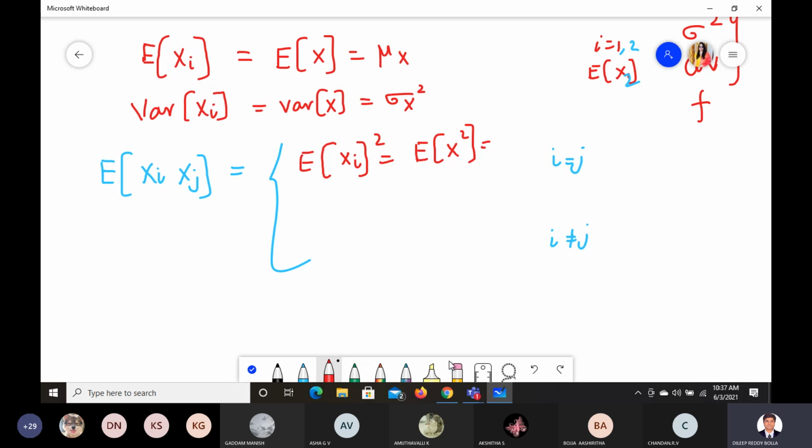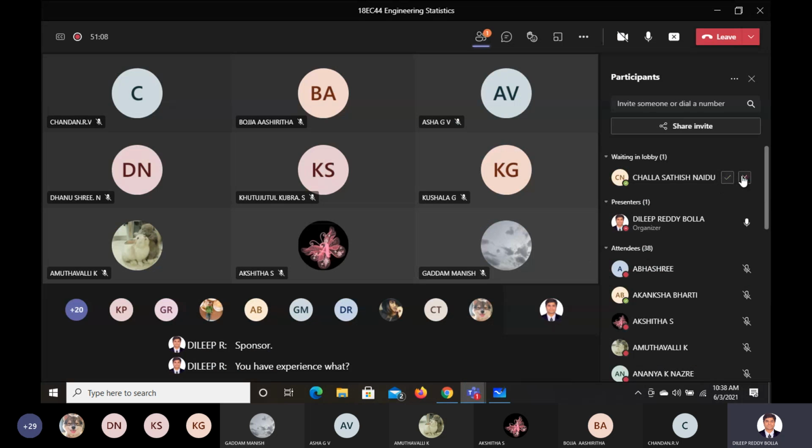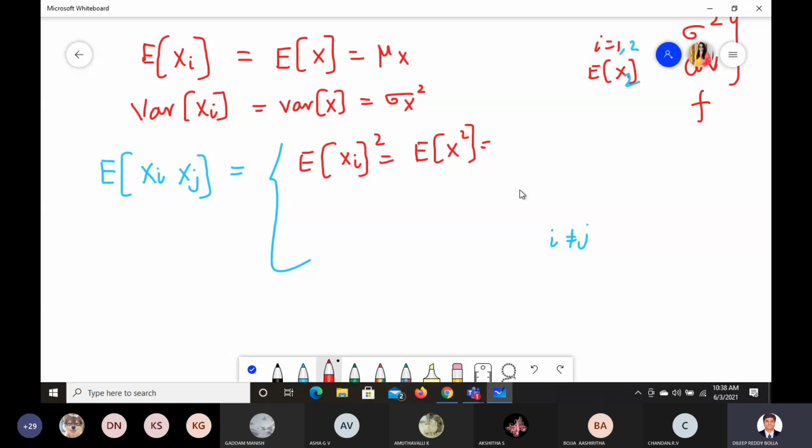Expectation of x square is what? Sigma x square plus mu x square. So this is the standard formula we know, when the i value equals the j value.